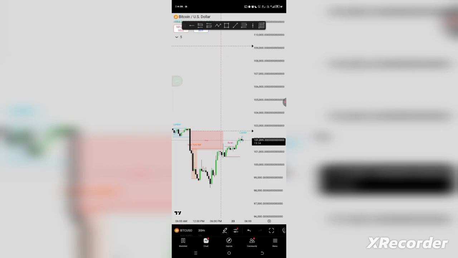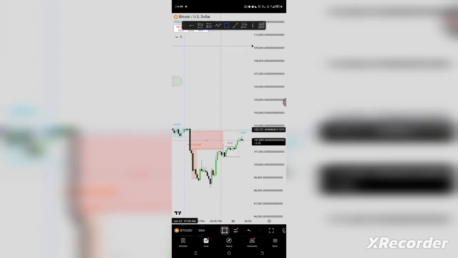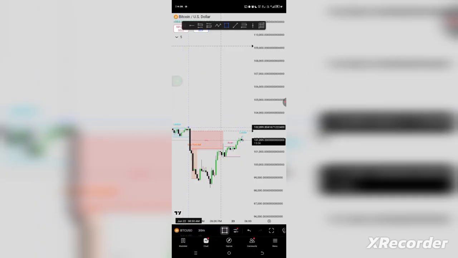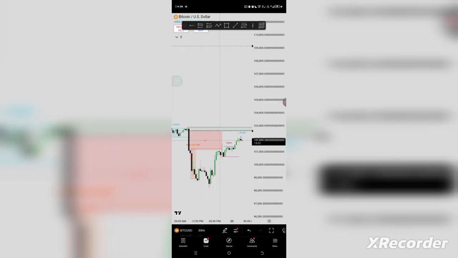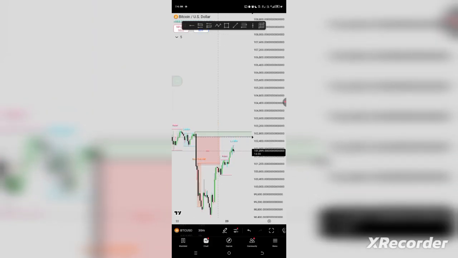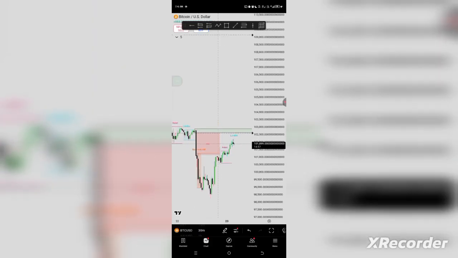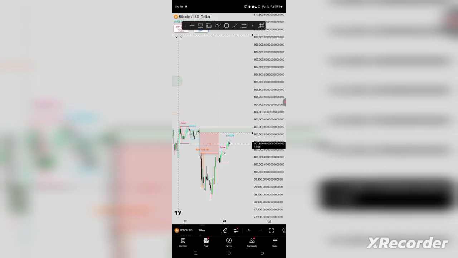You can see over here we have a very big fair value gap, and this is looking like our supply zone. So I'll just mark it out. This is a supply zone right here. I have my alerts set on that. If the market taps into that supply zone, I'm expecting the market to fall back down.